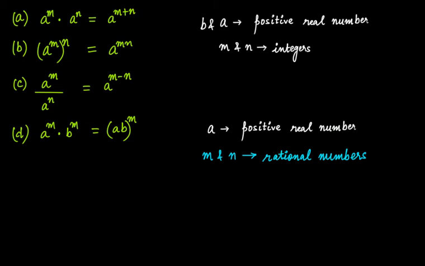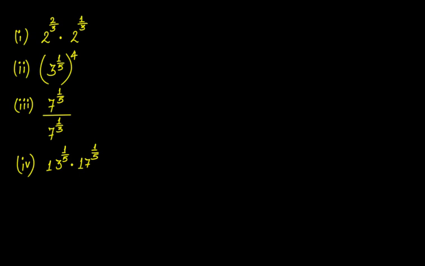For example, 2 raised to the power of 2 by 3 multiplied by 2 raised to the power of 1 by 3. Now this is equal to, the base is the same, so 2 raised to the power of 2 by 3 plus 1 by 3. This gives you 2 raised to the power of 3 by 3. That is equal to 2 raised to the power of 1, that is equal to 2.